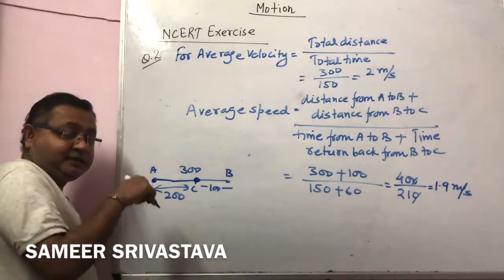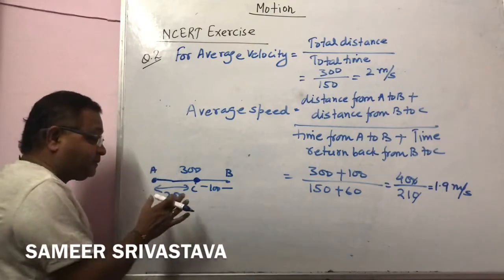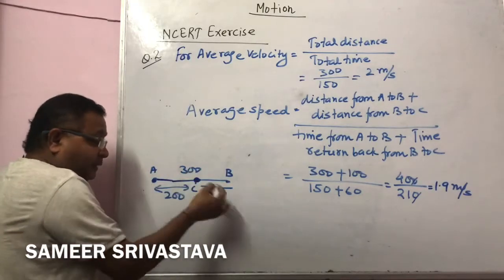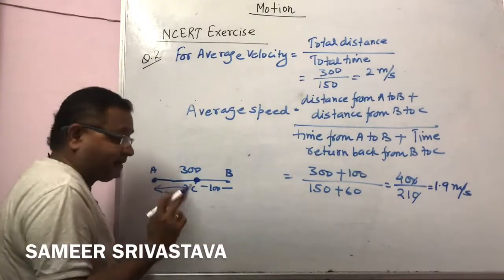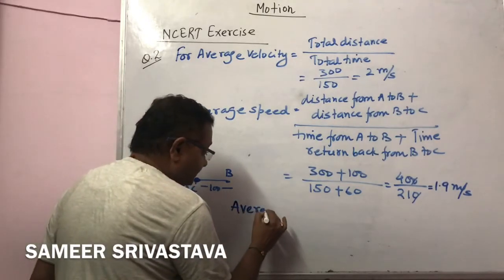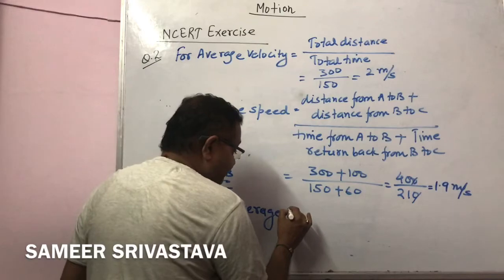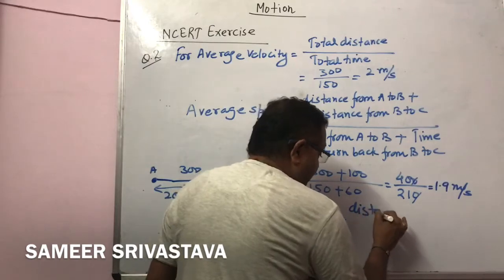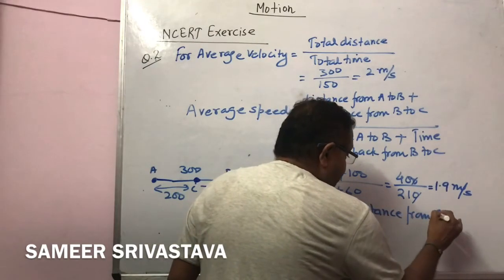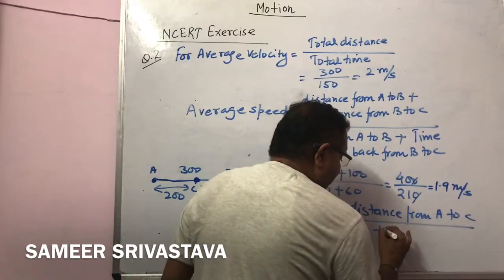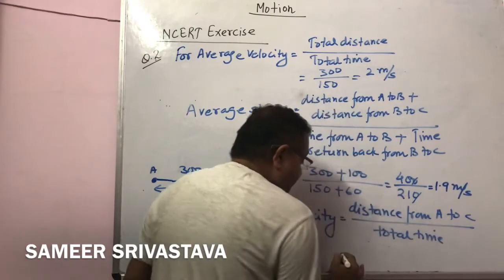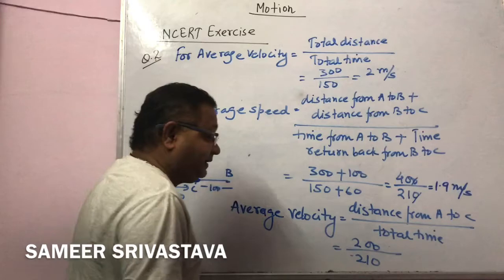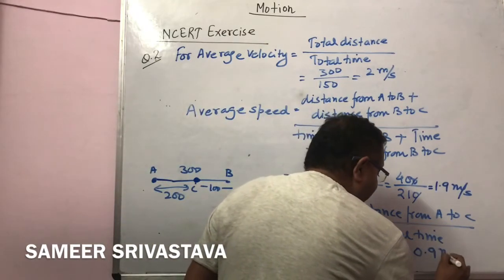Average velocity is total displacement upon total time. So the displacement will be 200 and the total time is 150 seconds plus 60 seconds, that is 210 seconds. So for average velocity, here we write the distance from A to C upon total time. Now we put the values: A to C distance will be 200 and total time 210. That becomes 0.9 meter per second.